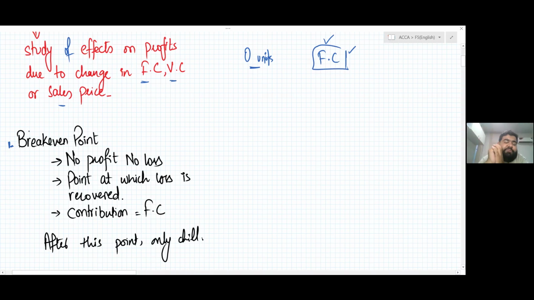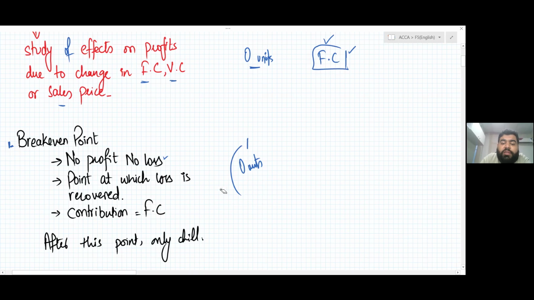I have written three definitions for that. The point at which there is no profit, no loss. Sometimes students think that this is the point at which we sell no units, but it's the wrong statement. If you have sold zero units, at this point you can't say that your profit and loss is zero. No, it's a wrong statement.